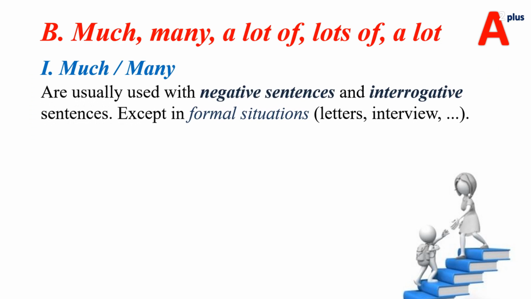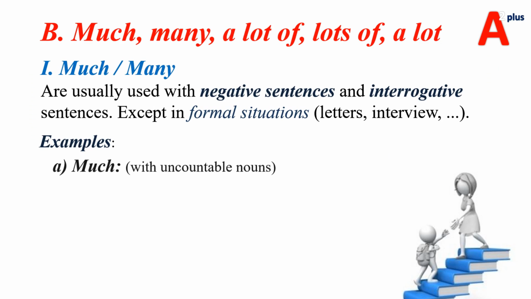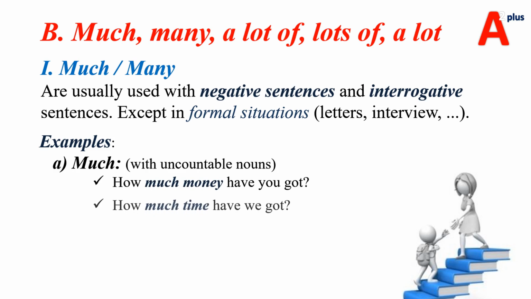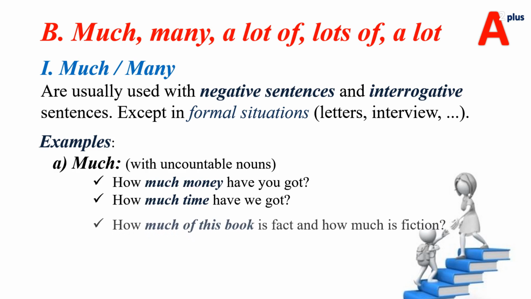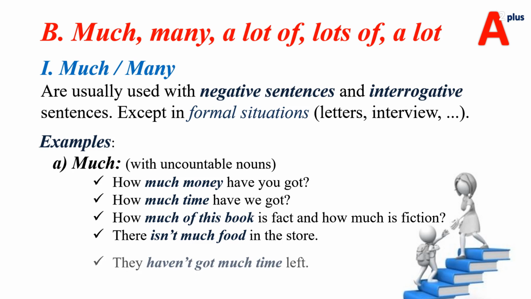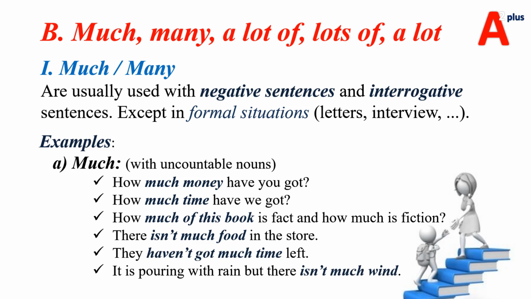Part 2 is much, many, a lot of, lots of and a lot. So they have similar function but let's see their functionality. Much and many, they are usually used with negative sentence and interrogative sentence. It means they are used just like any. In fact, if you cover M from many, you find any.